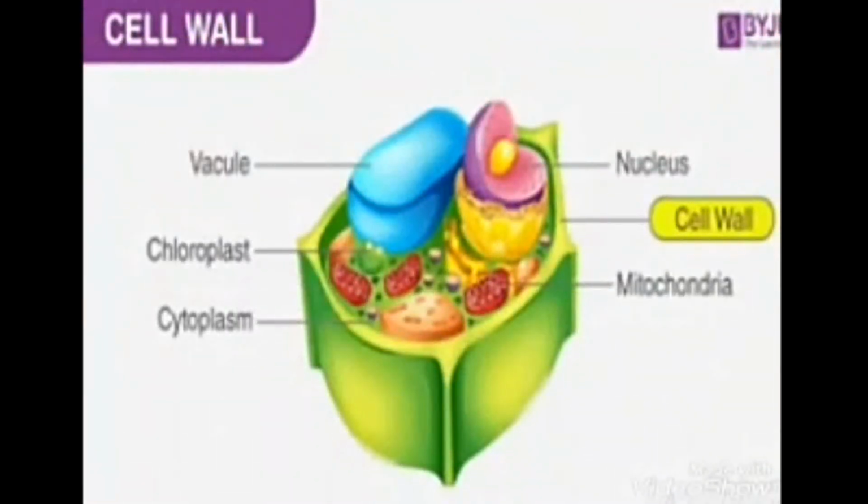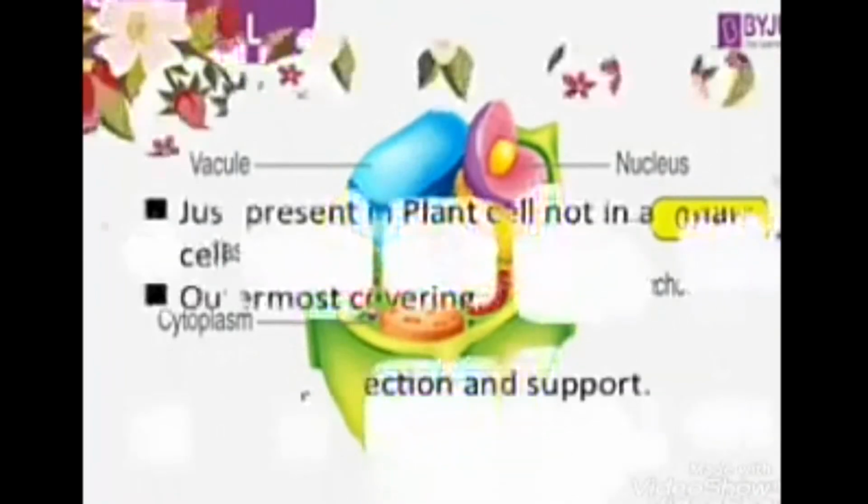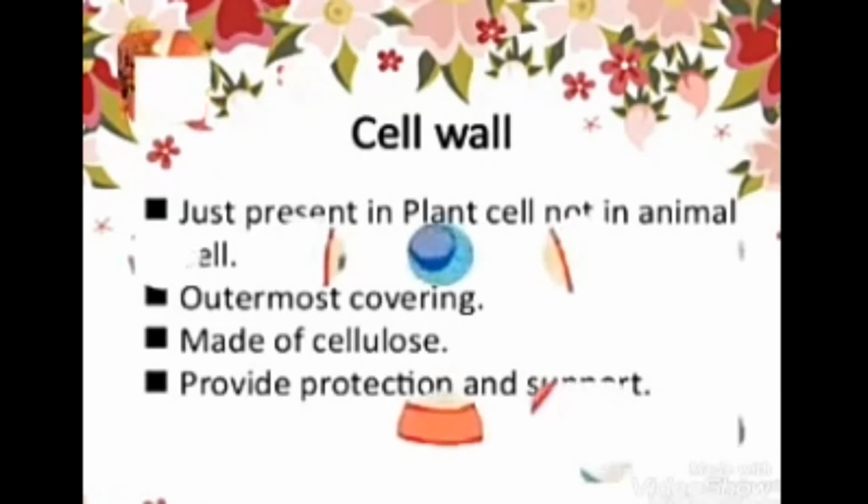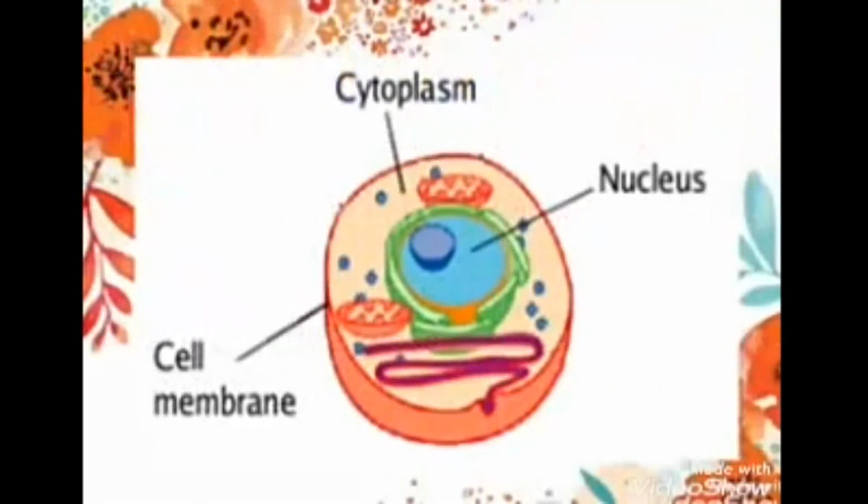This is the picture of a cell wall. It is the first organelle we are going to discuss. Cell wall is present only in plant cells, not in animal cells. It is the outermost covering made up of cellulose and it provides support and protection to the plant. This is a cytoplasm.